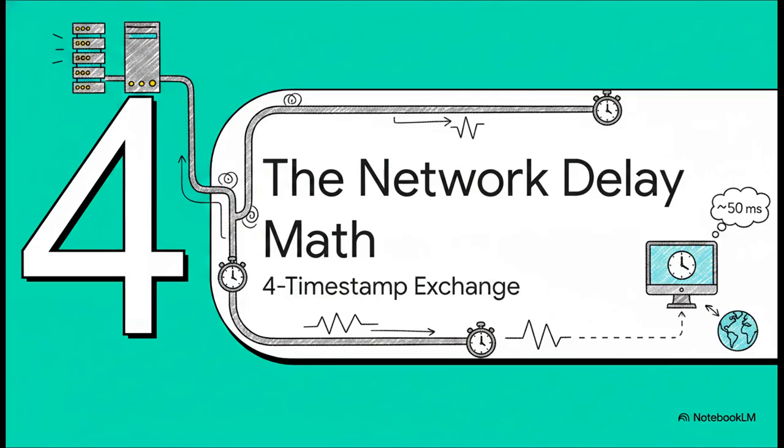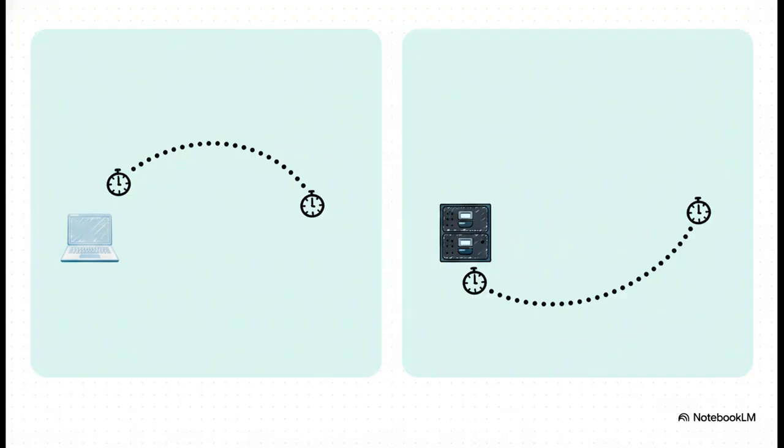Let's look at the mechanics in Section 4, the network delay math, the 4 timestamp exchange. So let's see how this builds into the actual nuts and bolts of synchronization. We have to address a really obvious question here. If a server tells your computer the exact time, how on earth do we account for the time it takes for that data to physically travel across miles and miles of internet cables? If the data takes 50 milliseconds to reach you, the time it carries is technically already wrong by the time you get it. To demystify this, NTP uses a brilliant little ping-pong exchange of 4 specific timestamps.